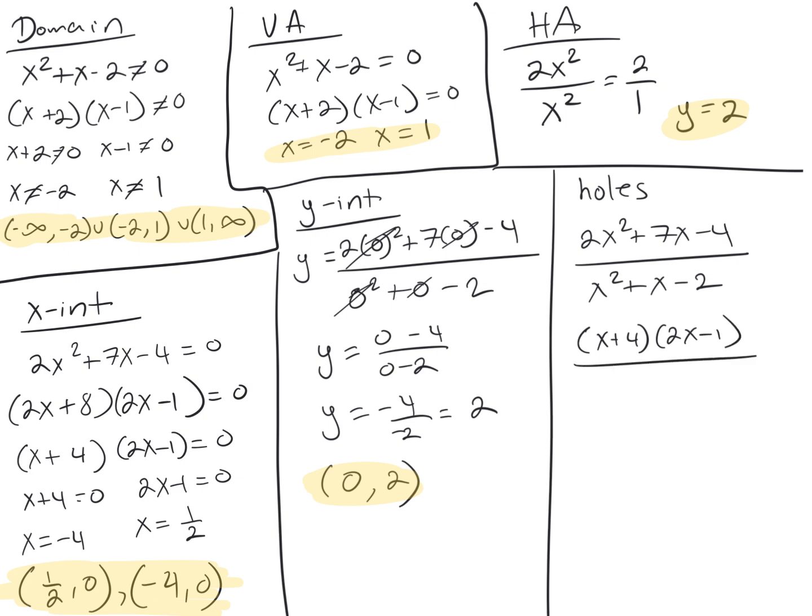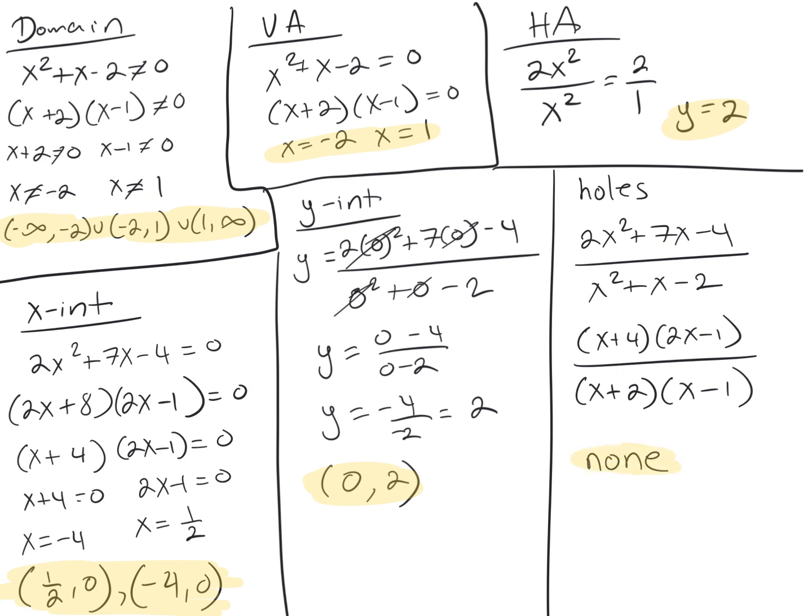And we factored out the denominator in the domain and the vertical asymptote. So I'm just going to go ahead and write down the simplified version. Now, none of these cancel out, so we would have no holes.